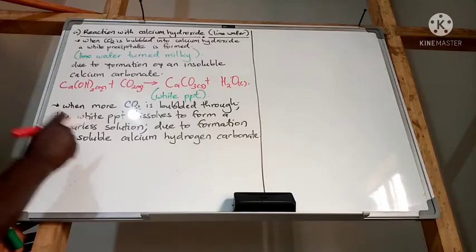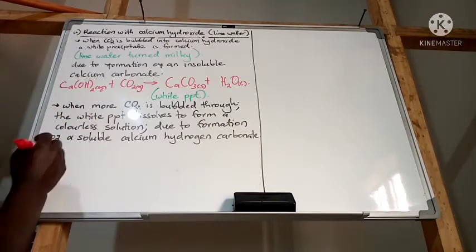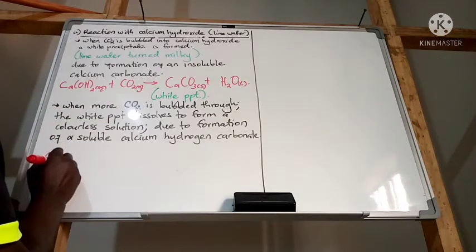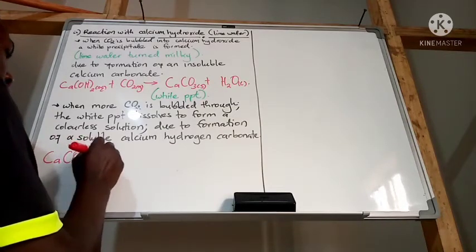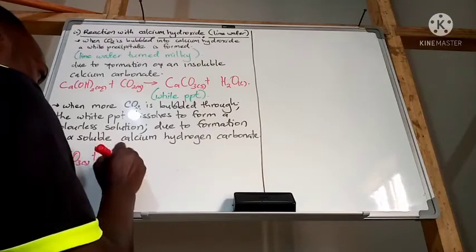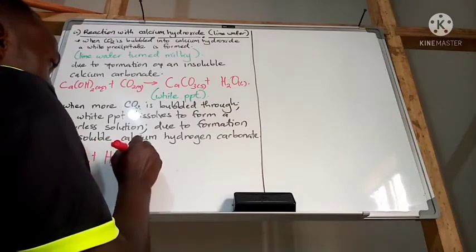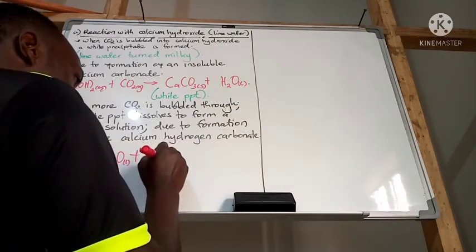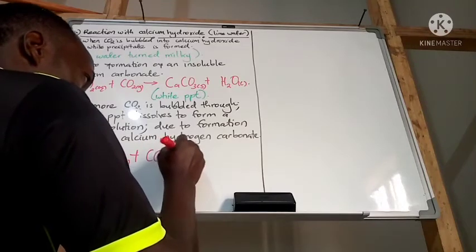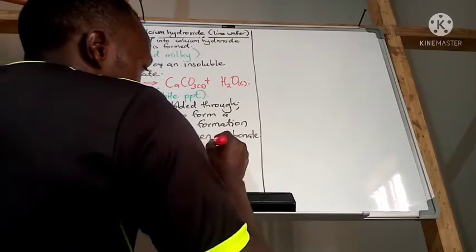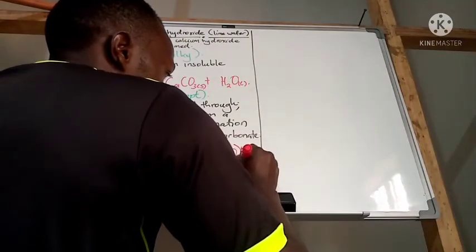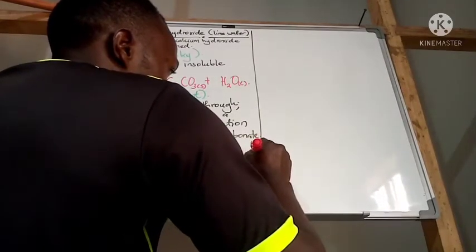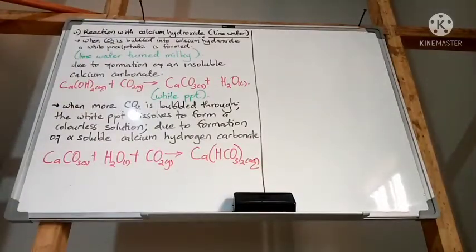So when I'm to represent this with an equation, calcium carbonate in presence of water reacts with carbon dioxide gas to form calcium hydrogen carbonate, which is represented by aqueous state because it is soluble in water.